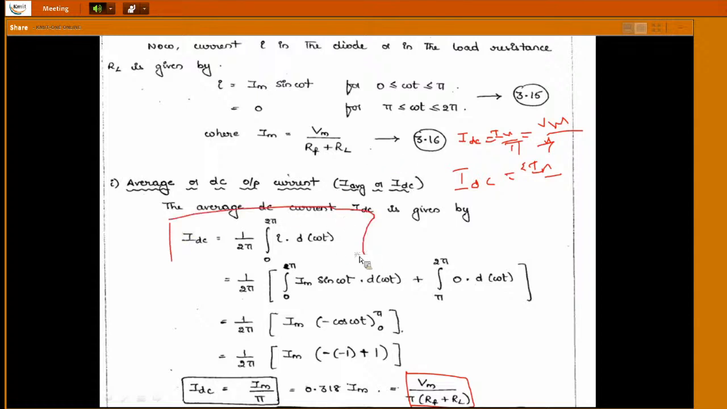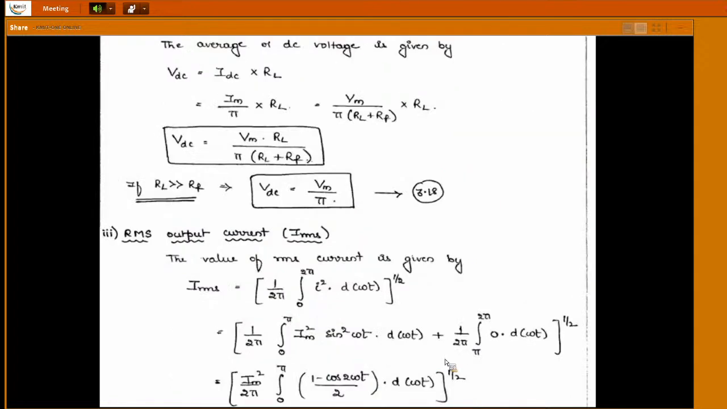IDC for the complete cycle is equal to 1 by 2 pi into the integral from 0 to 2 pi of I dt. This is the expression of your DC current. Now substitute the current expression I value. From 0 to pi, current is flowing. From pi to 2 pi, there is no current flow. If you solve, you get Im by pi, as well as in terms of Vm, Vm by pi into (Rf plus RL). Now this is the first expression we have seen today.